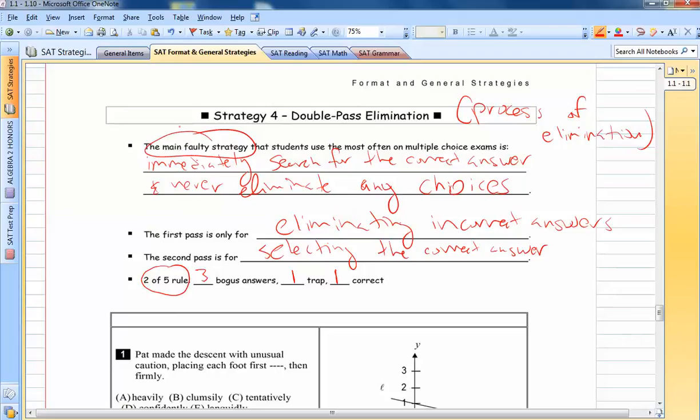There is a thing called the 2 of 5 rule, and what that states is that for every question that has 5 choices, 3 will be bogus, 1 will be correct, and 1 will be a trap. So it means that you expect 2 out of 5 to seem legitimate, where of course 1 is correct and 1 is there to trick you, meaning that the other 3 will be completely out of left field.